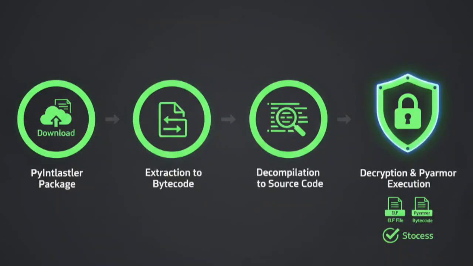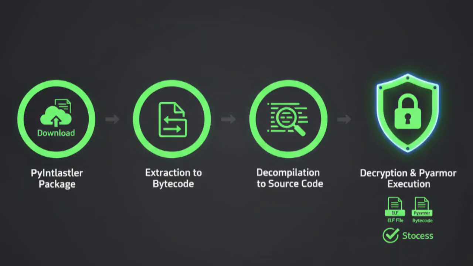To understand how VVS Stealer stays hidden, we need to look at its multi-layered execution process. It doesn't just run, it unfolds in 4 distinct stages to evade security tools. Stage 1. The PyInstaller package. It all starts with a PyInstaller package. This is the delivery vehicle that bundles the malicious script into a single executable file, making it look like a standard Windows application to an unsuspecting user.